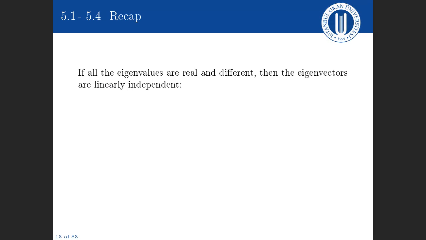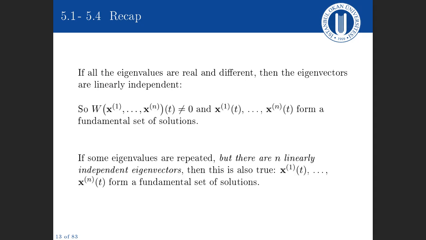If all the eigenvalues are real and different, then we know from linear algebra that all of the eigenvectors are linearly independent. If the eigenvectors are linearly independent, then, using the way that we're writing down x1, x2, etc. before, the Wronskian of these is going to be non-zero, because the Wronskian of linearly independent eigenvectors is not 0. And if the Wronskian is not 0, then x1 up to xn must be linearly independent functions. So they form a fundamental set of solutions.